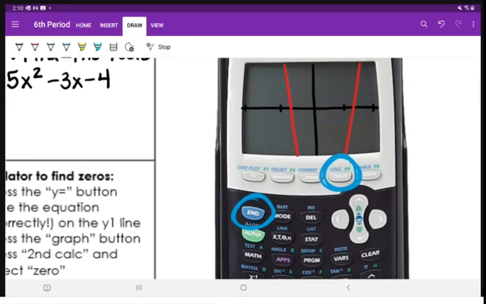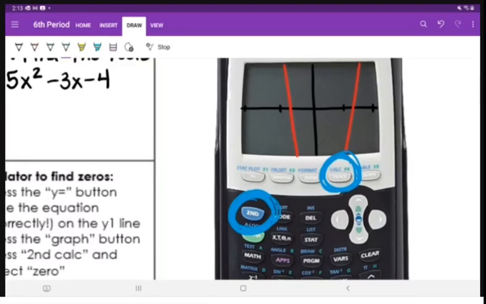After you click second calc 0 enter, you should see a screen that says left bound on the bottom. Do you see that? Does it say left bound? Nod if that's what you see. If that's not what you see, shake your head. Here's what you're gonna do. This is gonna be a 3-step process. Your calculator is going to say left bound, and then right bound, and then guess.